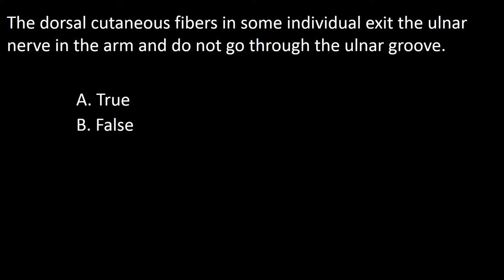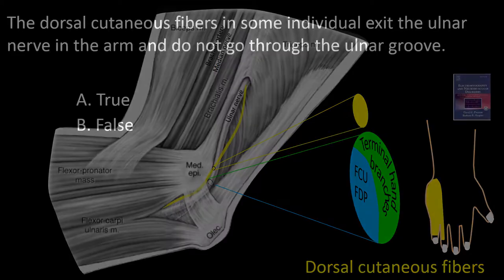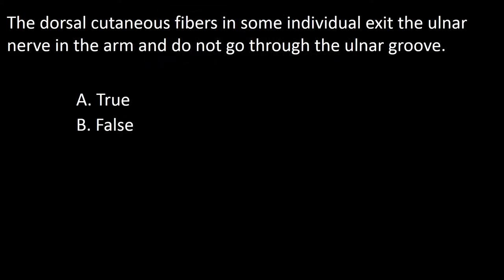Next question. The dorsal cutaneous fibers in some individuals exit the ulnar nerve in the arm and do not go through the ulnar groove. A true, B false. Dorsal cutaneous fibers at times exit the ulnar nerve in the arm and do not travel through the ulnar groove. Hence, these fibers may be spared in patients with elbow ulnar nerve lesion. So the answer to this question is A.